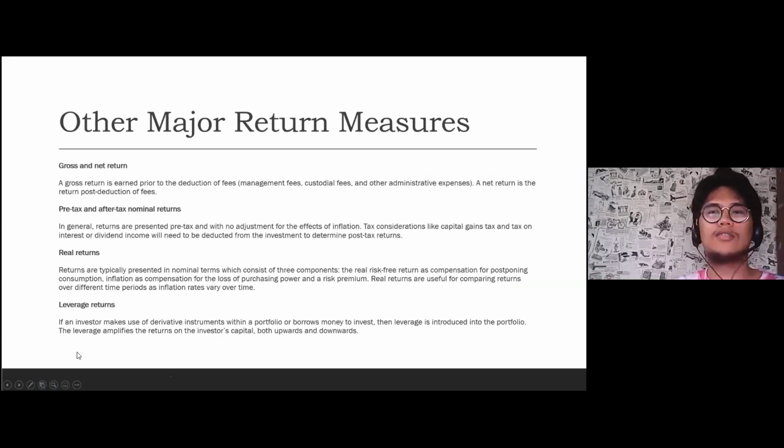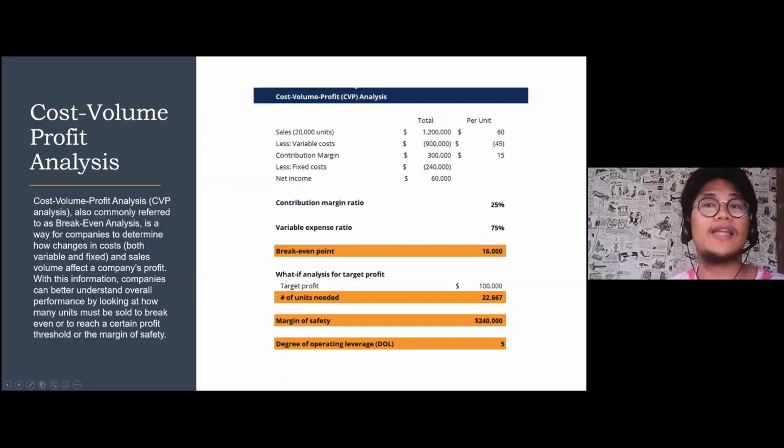Let's proceed with CVP analysis, or cost volume profit analysis. CVP analysis is most commonly referred to as your break-even analysis. It is a way for companies to determine how changes in cost, both variable and fixed, and sales volume affect a company's profit. With this information, companies can better understand overall performance by looking at how many units must be sold to break even or to reach a certain profit threshold or the margin of safety.